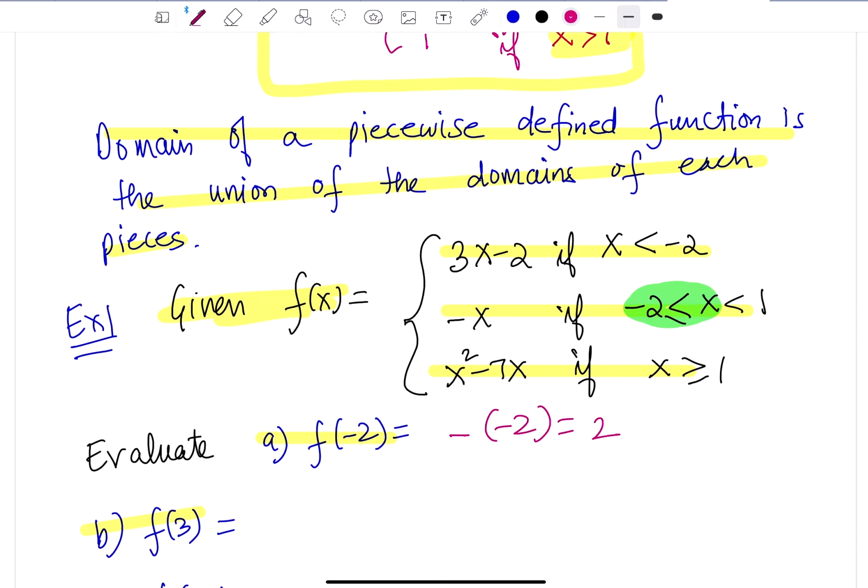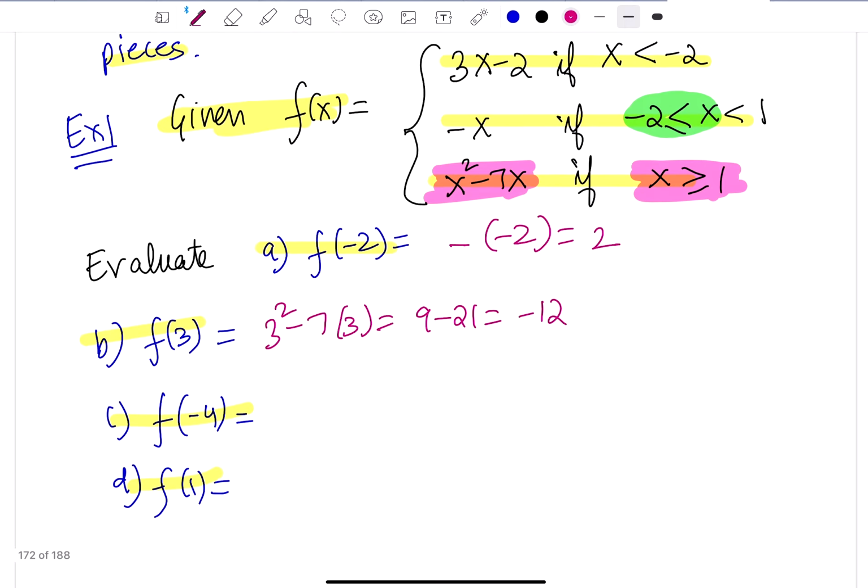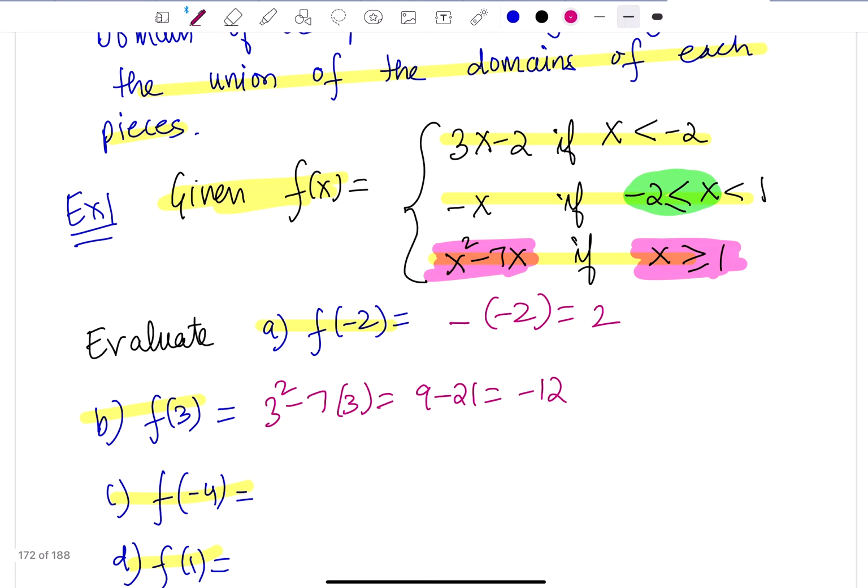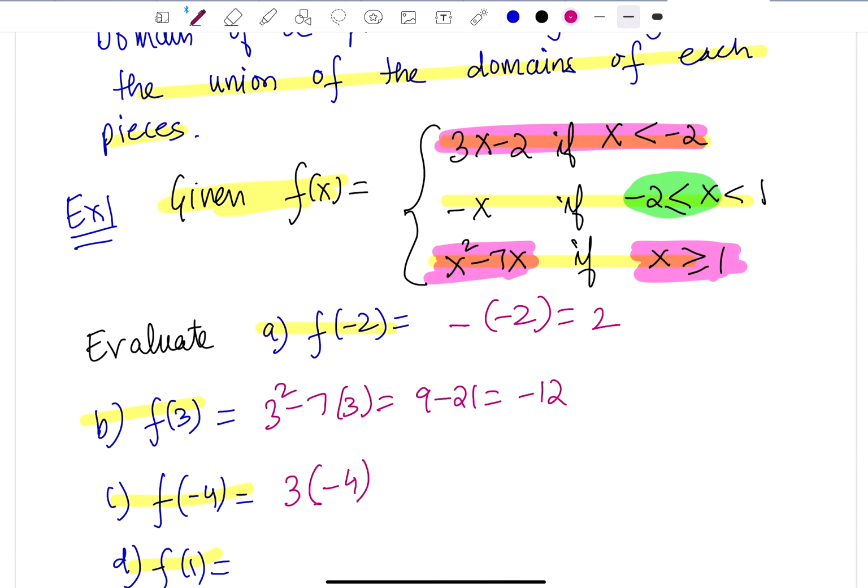For f of 3, we will be looking at this region. So we're going to replace x by 3 in here. That would be 3 squared minus 7 times 3, 9 minus 21, which is going to be -12. For f of -4, for part C, we're going to look at the first rule, because -4 is less than -2. So we're going to replace x by -4 and simplify. -12 minus 2 is -14.